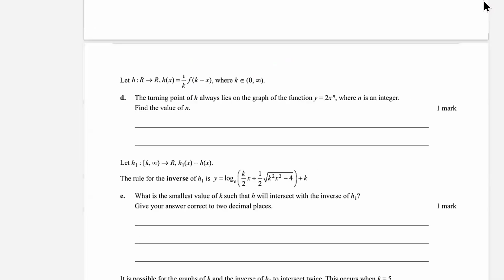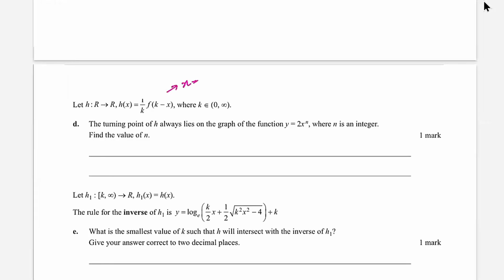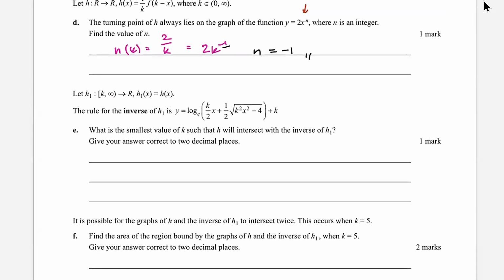So then here we know that at x equals k, we're going to have our turning point again. So if we sub in h of k, it's going to give us 2 divided by k, which is the same thing as 2 times k to the minus 1, right? And then you can just match minus 1 to n, therefore n equals minus 1. Does that one make sense? Okay.